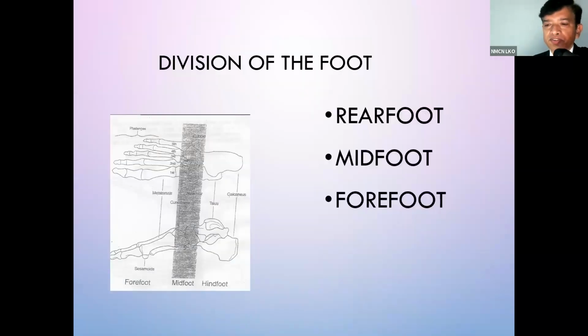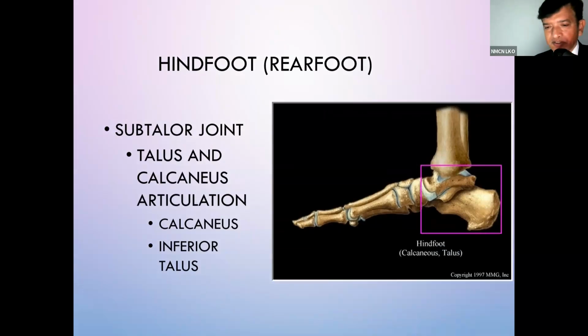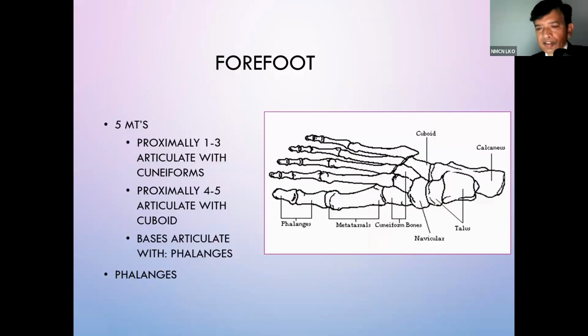Now come to the division of the foot. The foot is divided into the forefoot, midfoot, and hindfoot. The hindfoot has the talus and calcaneum, and their joints. The midfoot is composed of the navicular, the cuboid, and the 3 cuneiform bones. Then the forefoot has all the metatarsals.